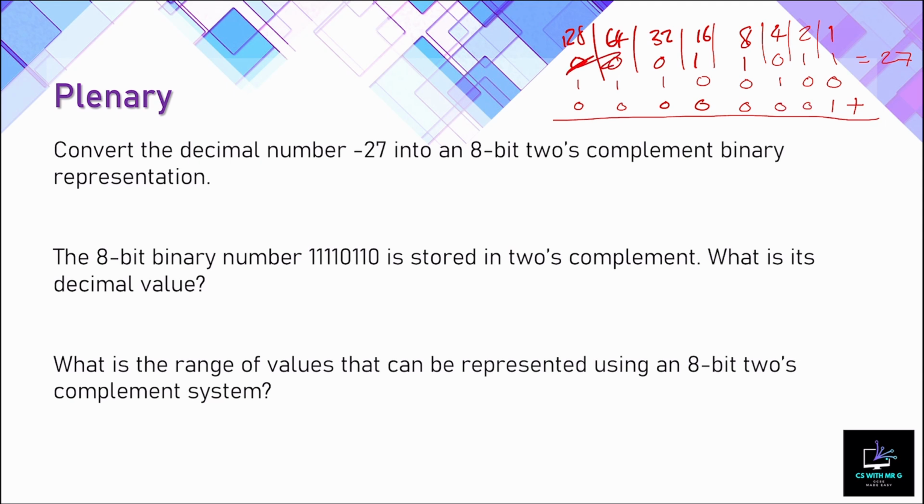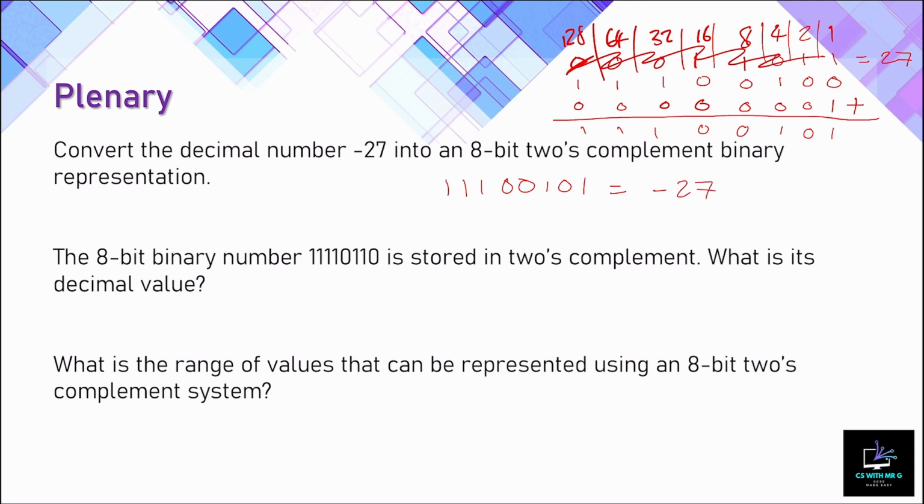And we can ignore this first number. We take the 1, we add it onto its 1, 0, 1, 0, 0, 1, 1, 1. And that's our answer. So the answer is 1, 1, 1, 0, 0, 1, 0, 1. And this is equal to -27.